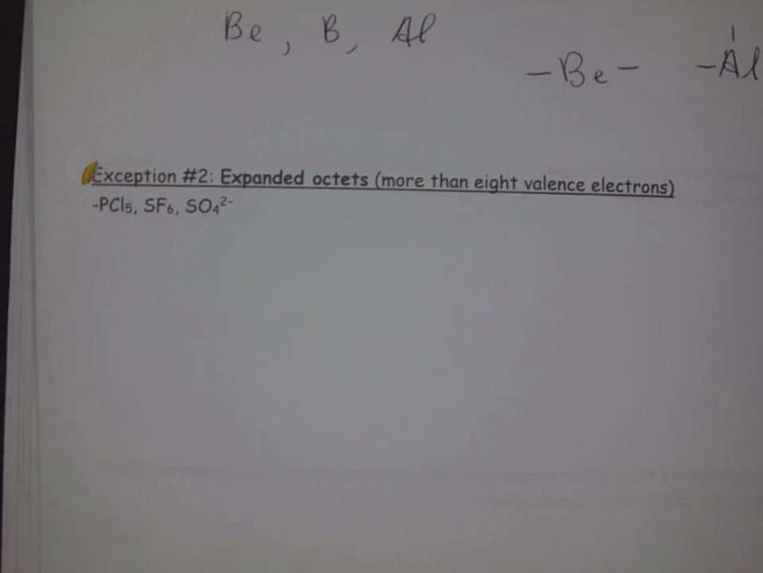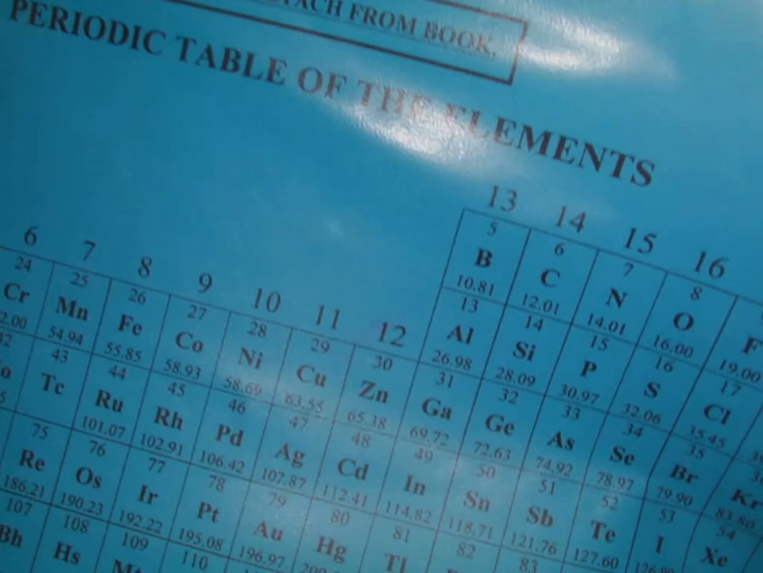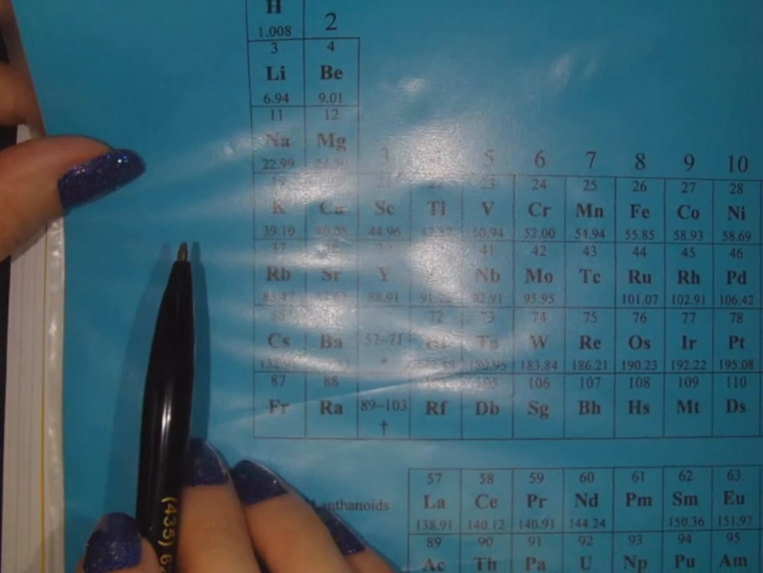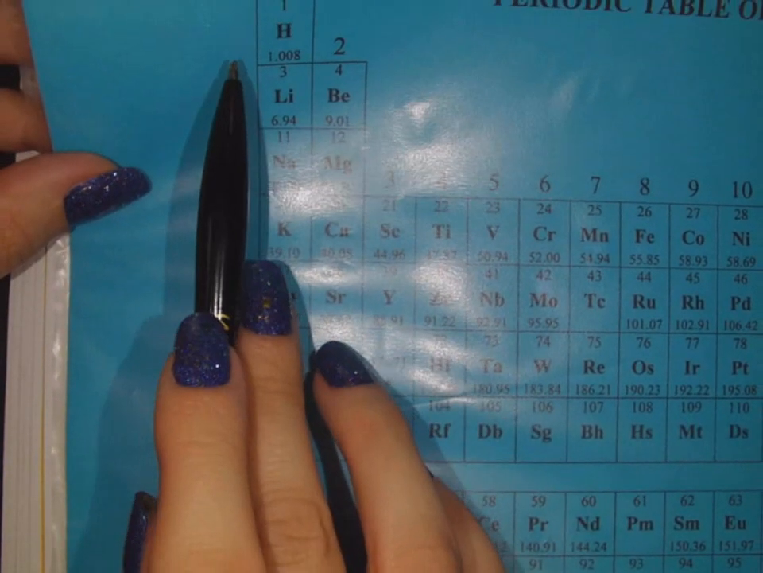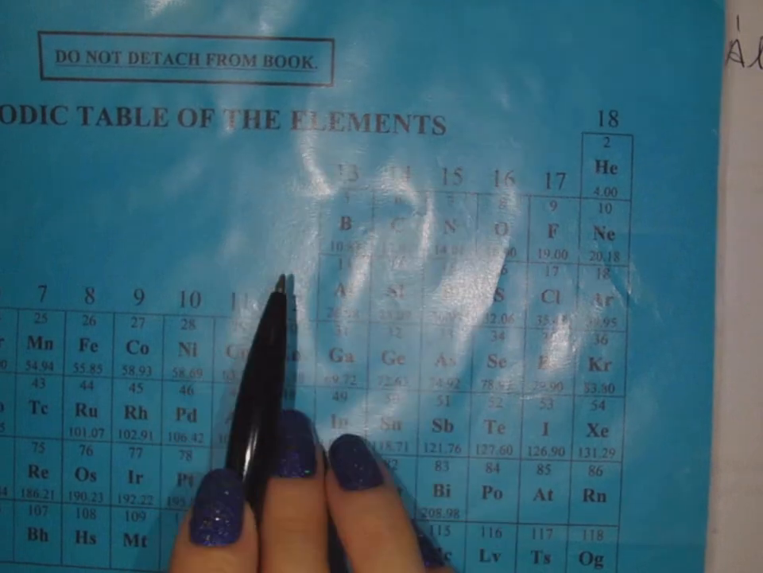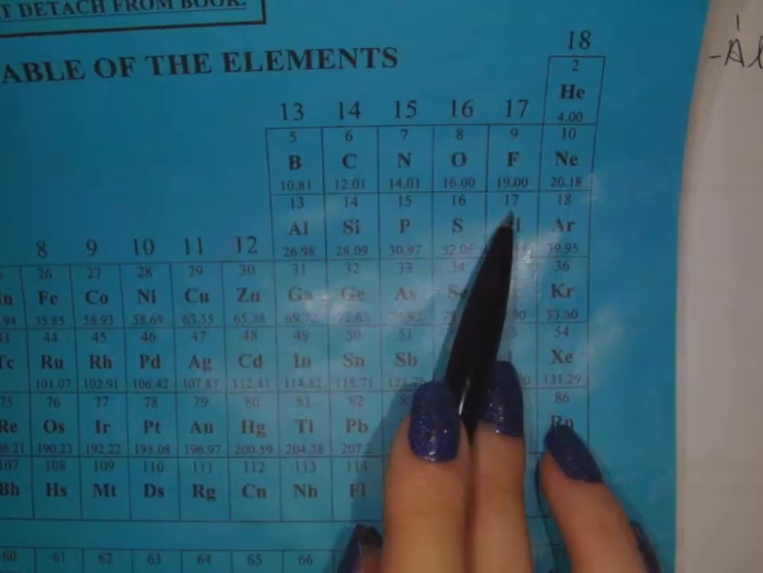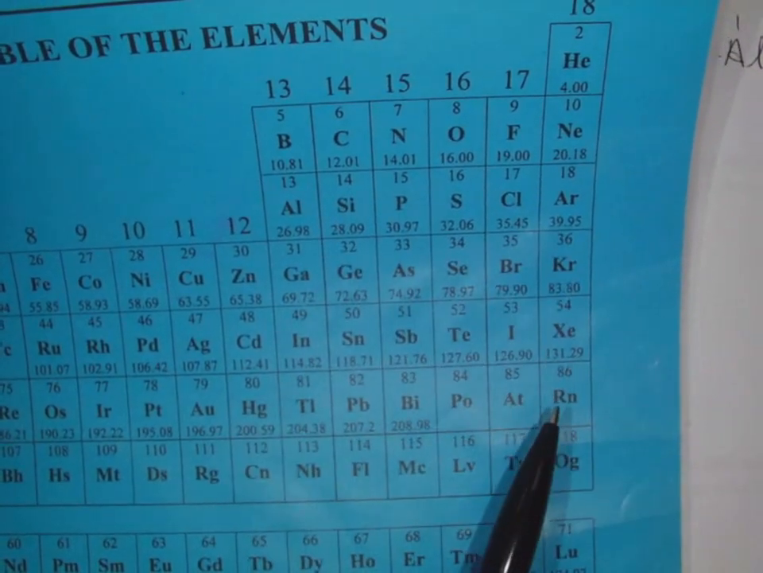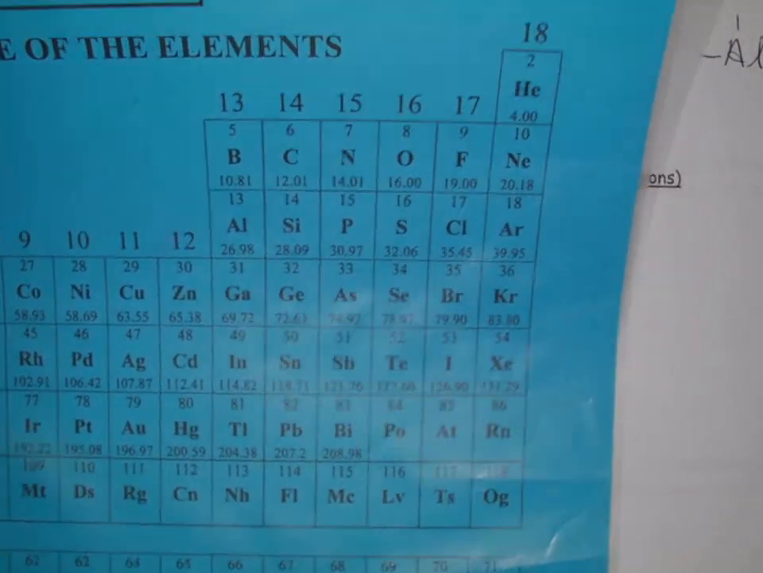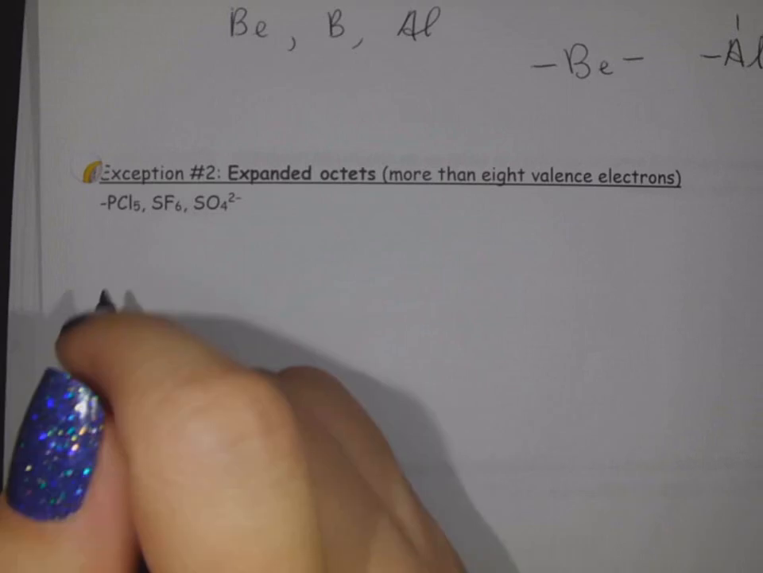Expanded octets can occur. They don't have to occur, but they can occur for nonmetals that are in period 3, so 1, 2, 3, and lower. So 1, 2, 3. These ones here can have an expanded octet. Okay, so let's do an example.